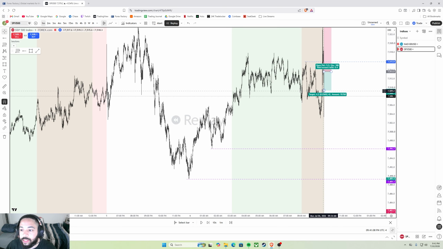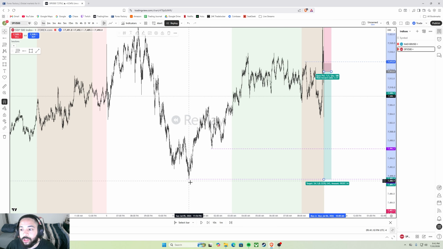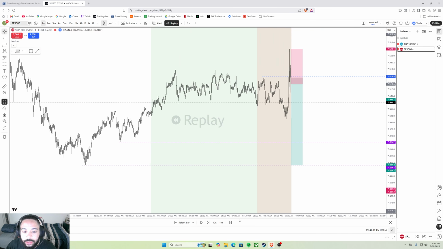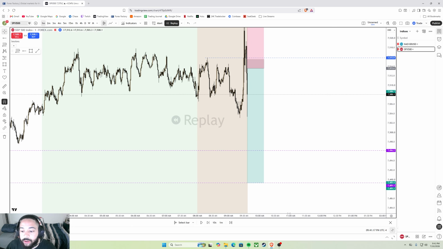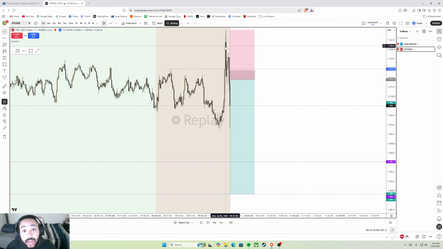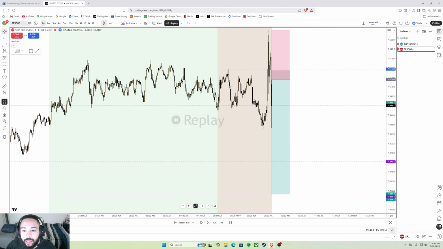The final target, at least for the day, would be these lows right here, because we have them marked off. These are the lows of the entire day. So think about it. We're bearish, right? This push here is the high of the day, and our final target is the low of the day.